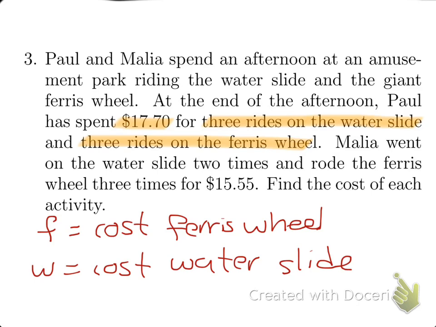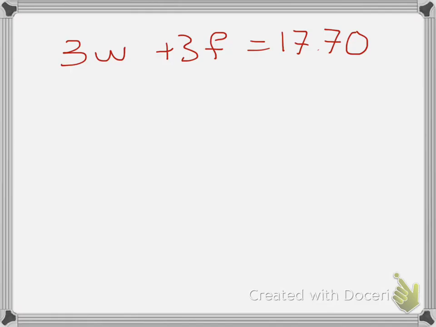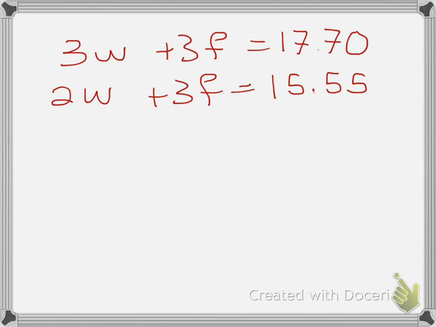Malia went on the water slide 2 times and the Ferris wheel 3 times for a total of $15.55. So that'll give us our next equation. Only 2 times on the water slide, 3 times on the Ferris wheel, and she spent a total of $15.55. Make that decimal point more clear. Okay, so those are our 2 equations, and then we have to go ahead and solve these.